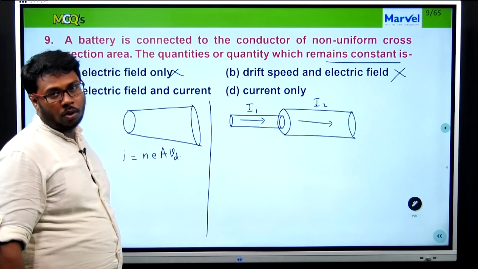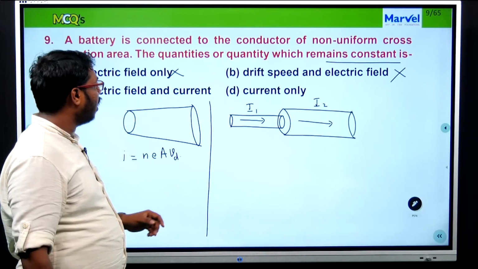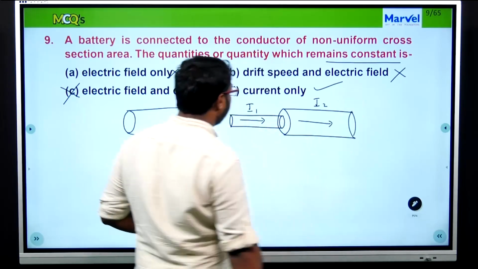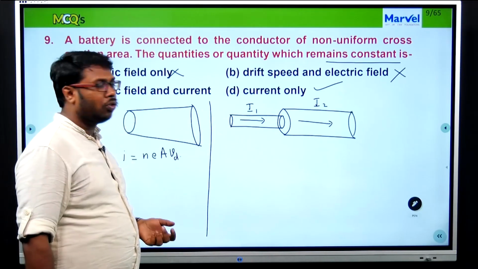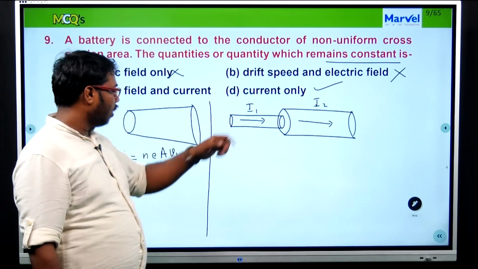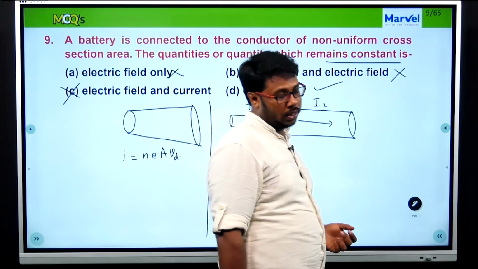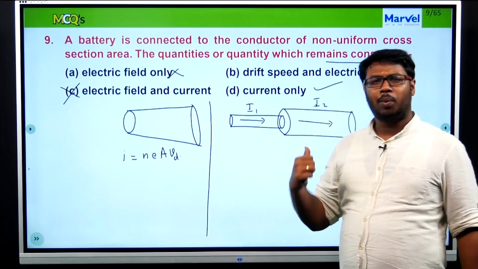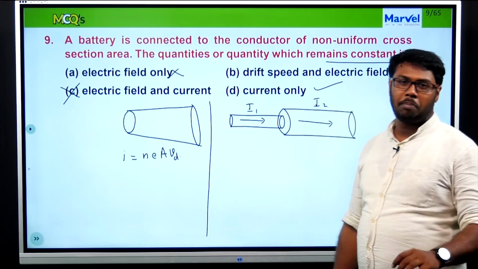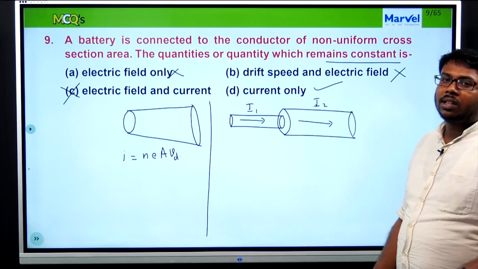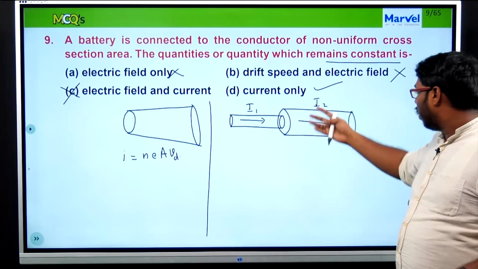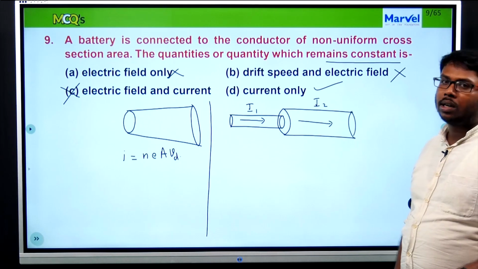We are only left with one option. Since we have eliminated all the three, I can just directly go for this. So remember, when any two conductors of different cross section area are put together and connected to the same battery, then the current that is going to flow through both the conductors is going to remain the same. This is a very important phenomenon about the current. You cannot say the electric field is the same, because the electric field that is going to get linked with the small conductor is different, and the electric field that is going to get linked with the bigger conductor is also different.